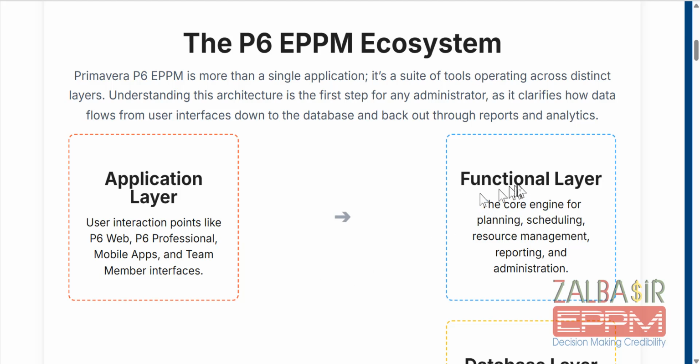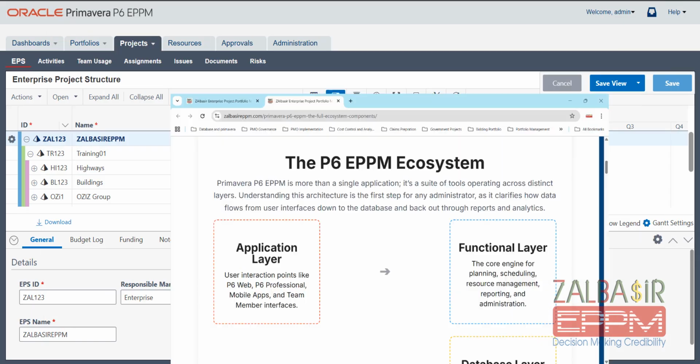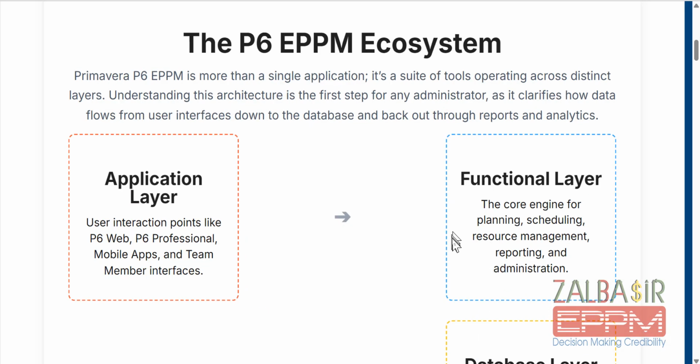And then you have the functional layer of the system, which helps us do planning and scheduling, resource management, reporting, and administration. And this one is mainly in EPPM. Here the administration and other things, all of them, manage the function layer. Okay, so this is very important to understand.